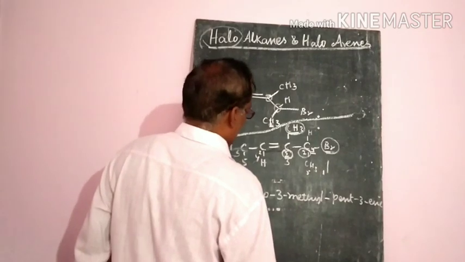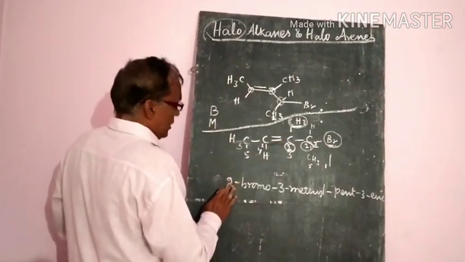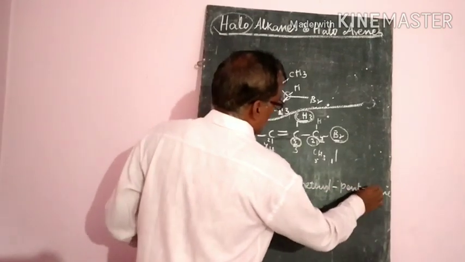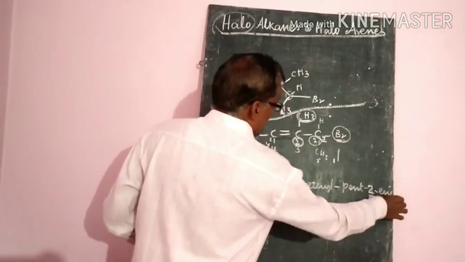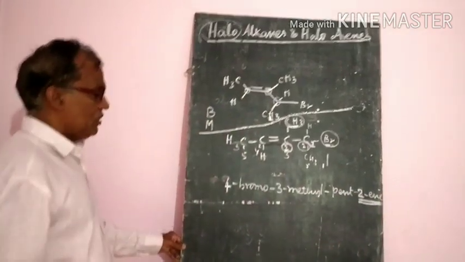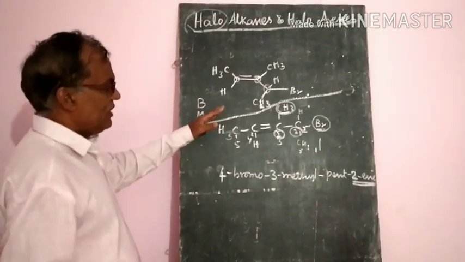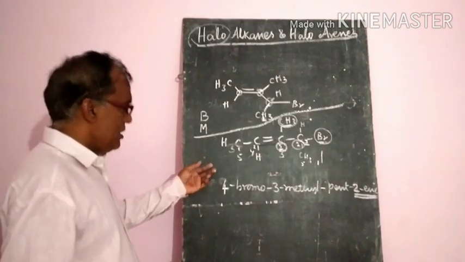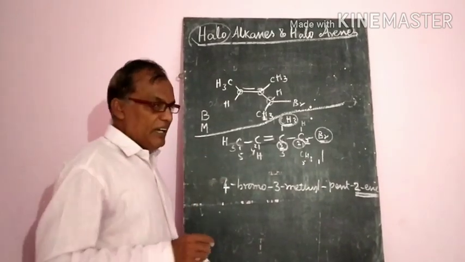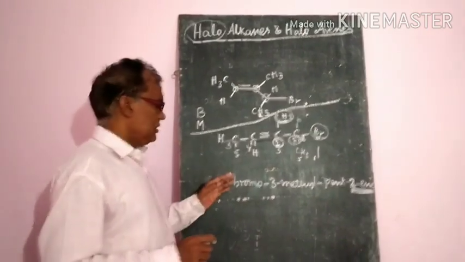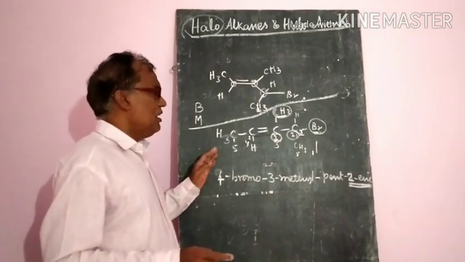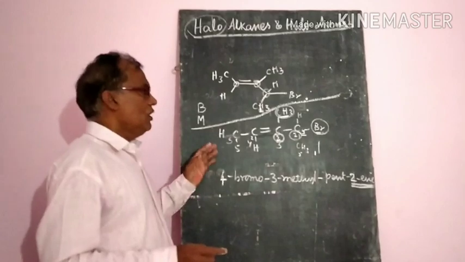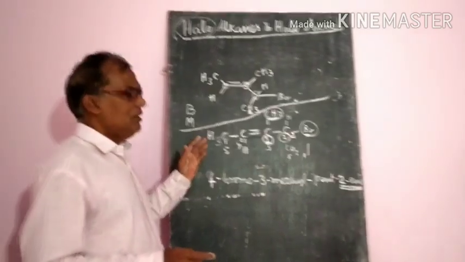If 4-bromo is given, you have to start from here only. Suppose you start from here: 4-bromo, 3-methylpent-2-ene. That is, where the double bond is at the lowest numbered carbon atom, that only you mention. Like this we will give the nomenclature. Practice some questions so that you can understand it. The page number is given in this one. Nomenclature they have given, exercises 10.1 and 10.2. Just go through them once, then practice.